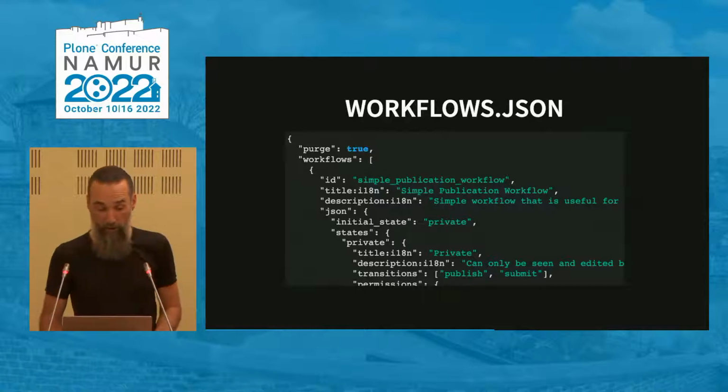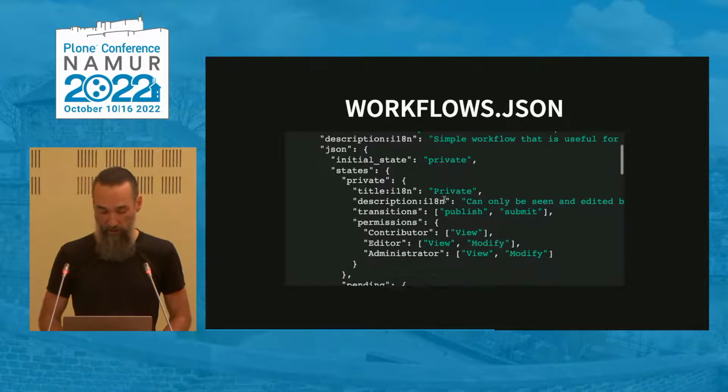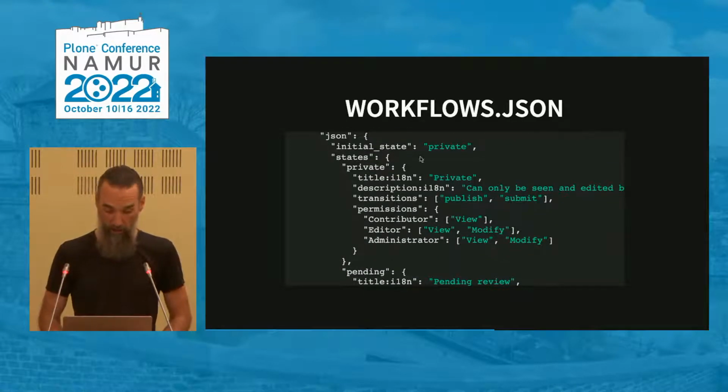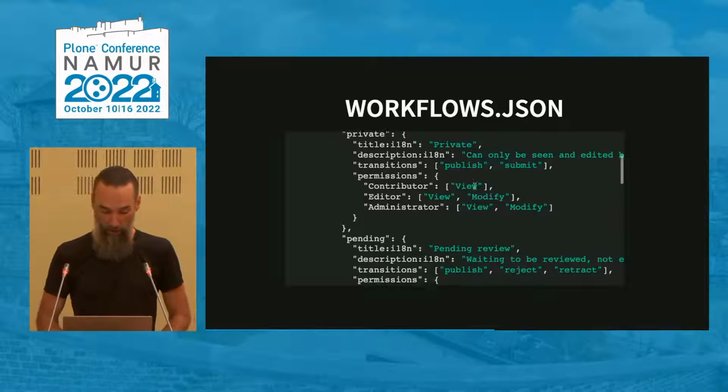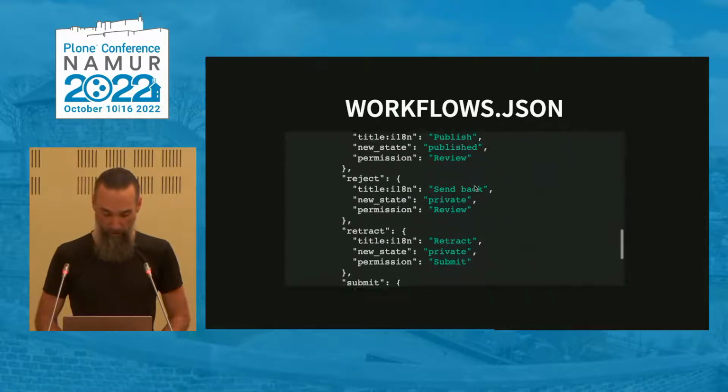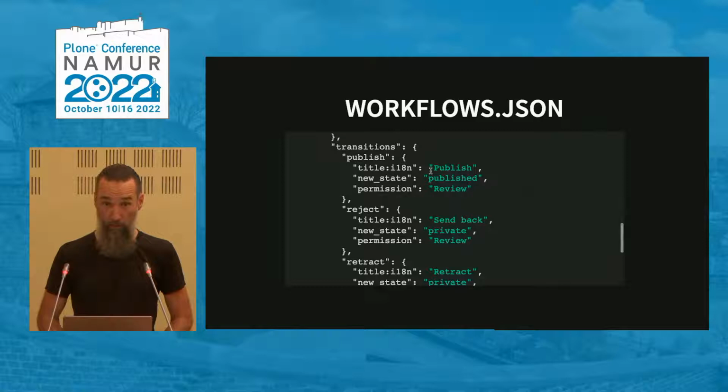Then next up is workflows. That's also pretty similar to Plone. So workflows are defined. They have an initial state. They have multiple states. Each state has a title, description, transitions. Here you can see the permissions. So basically the contributor role has the view permission in this case. And then we have the transitions where you can publish or send back, and those specify if you want to go from one state to the other.